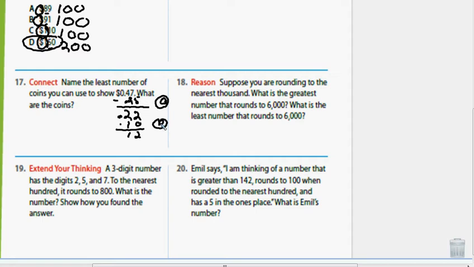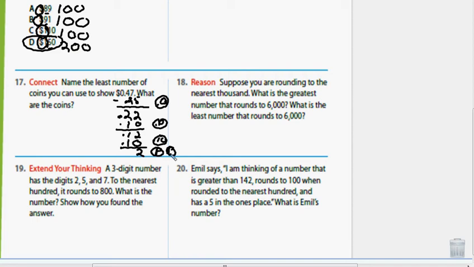And I could use another dime right here. Subtract that. That gives me 2 cents. So that's another dime. And with 2 cents left, I know that it would take 2 pennies to do that. So the least amount of coins I could use is 1, 2, 3, 4, 5 coins, and that would be a quarter, 2 dimes, and 2 pennies to make 47 cents.